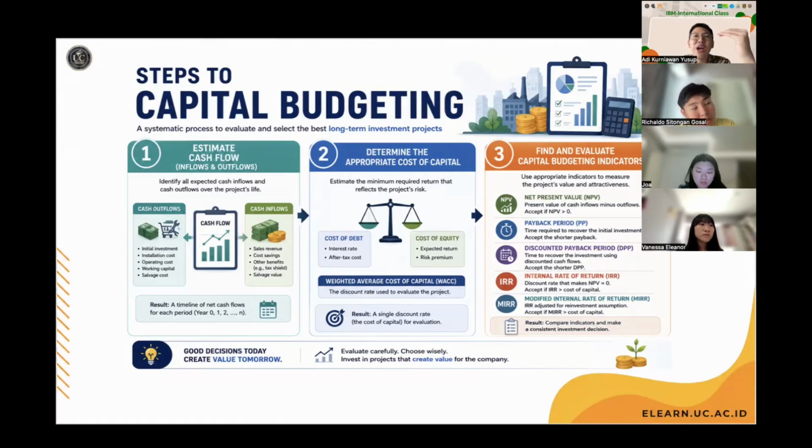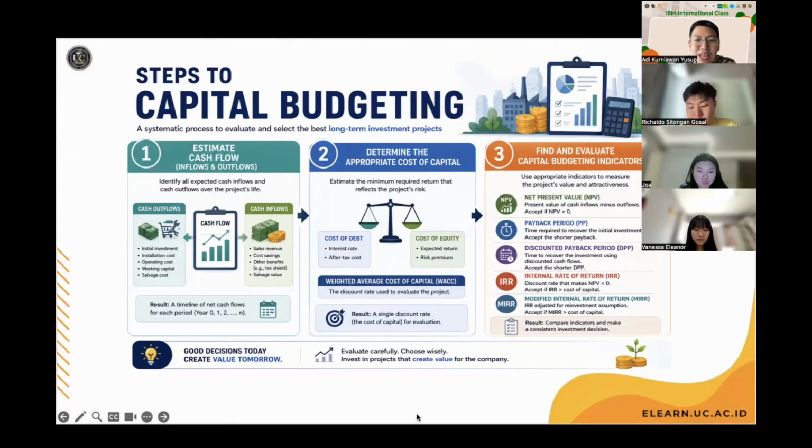And you have to be able to estimate it annually. So from year one, what is the cash inflow? What is the cash outflow? Year two as well, year three as well, and so on. Okay. After that, you need to determine the appropriate cost of capital. Basically, the cost of capital here is to estimate the minimum required return that reflects the project risk.